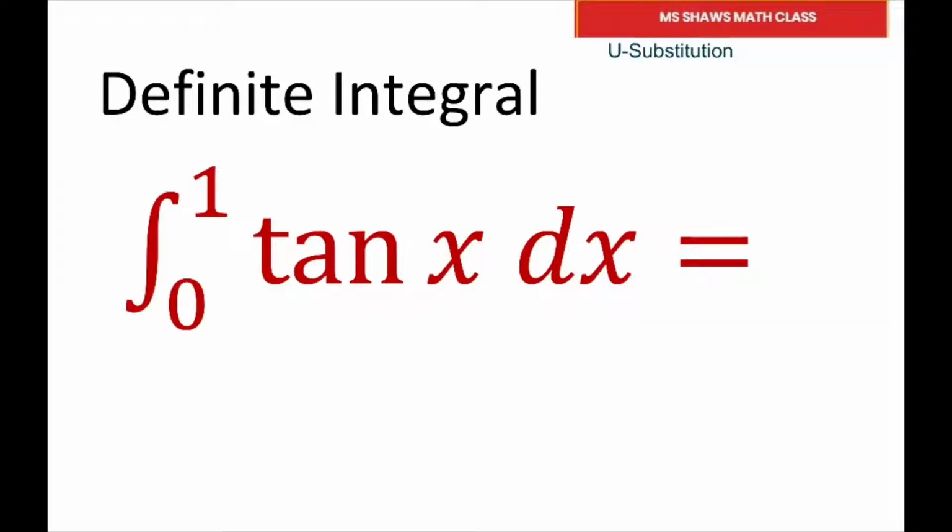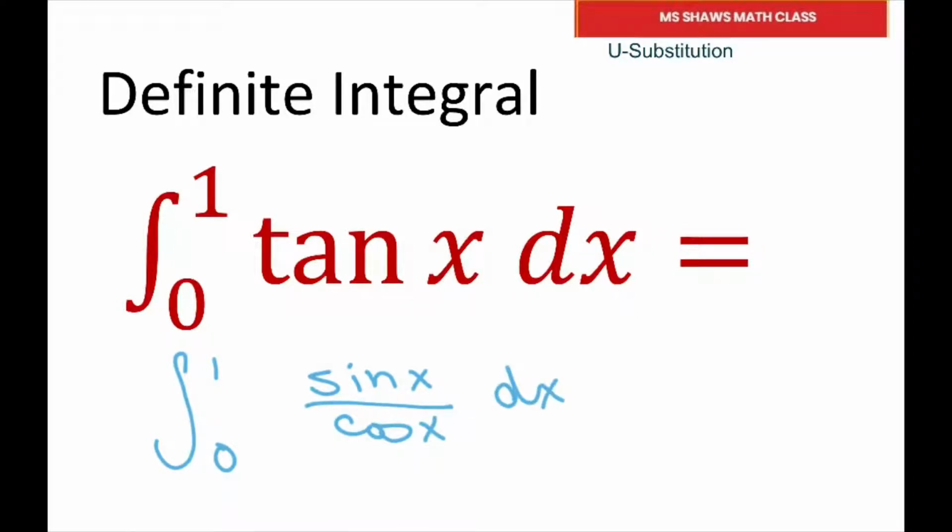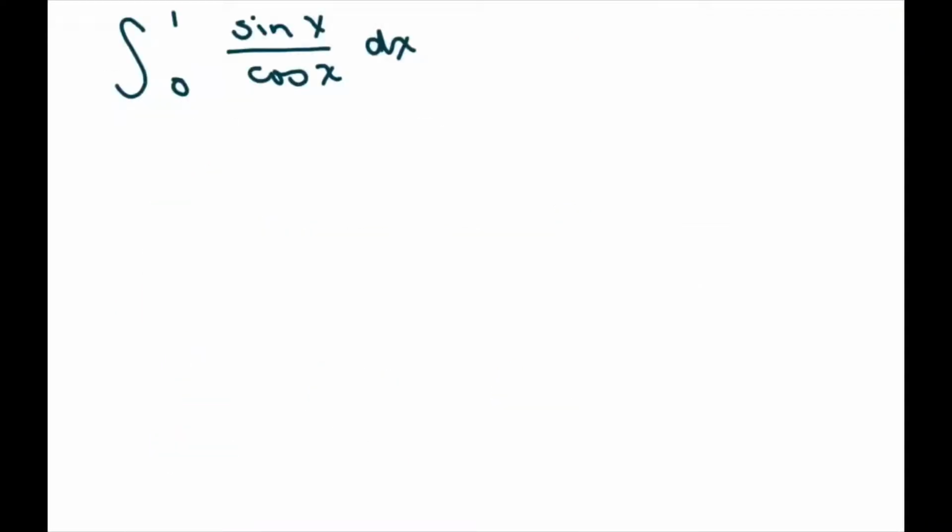Hi everyone, we're going to evaluate this definite integral with u substitution, and the first thing I want to do is rewrite this tan. Instead of tan, I want to write this as sine of x divided by cosine of x because they're the same. And then we're going to use our u substitution.